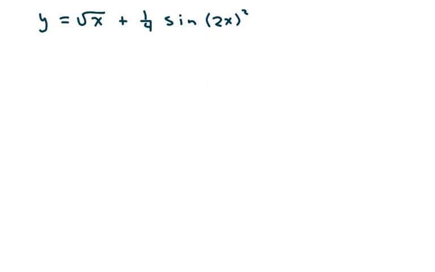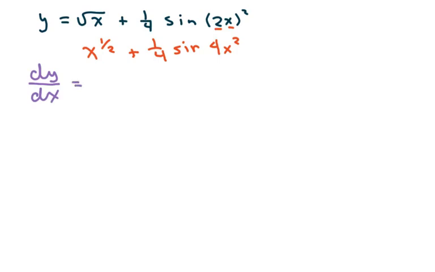The next one's very similar, but it has a fraction, big deal. So I'm going to rewrite this first as the square root of x, or actually I'm going to write this as x to the 1/2. And this piece I'm going to write as sine. I'm going to square both pieces, so that's going to be 4x squared. Okay, now I'm going to take the derivative of y with respect to x.